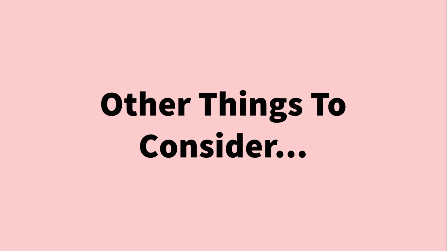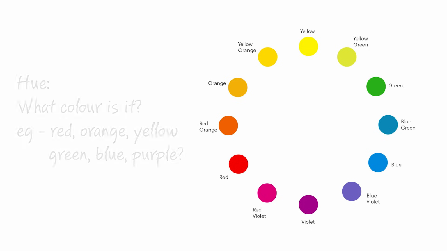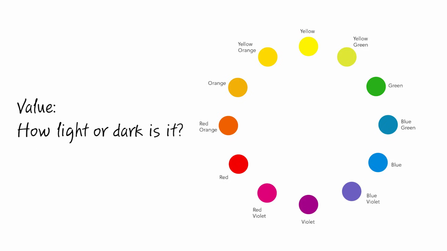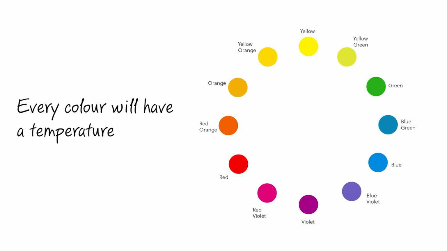Other things to consider. Every colour will also have a hue, value and temperature. In simple terms, hue: what colour is it? Value: how light or dark is it? Temperature: how warm or cool is it? Temperature. Every colour will have a temperature.